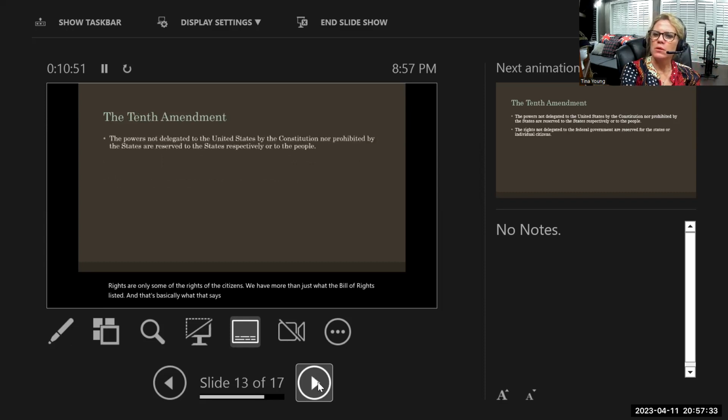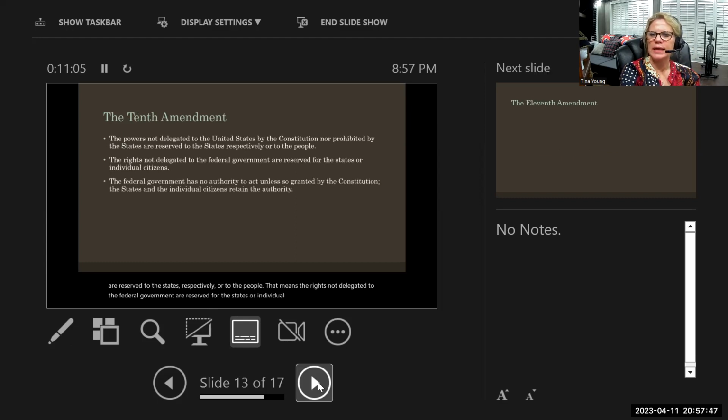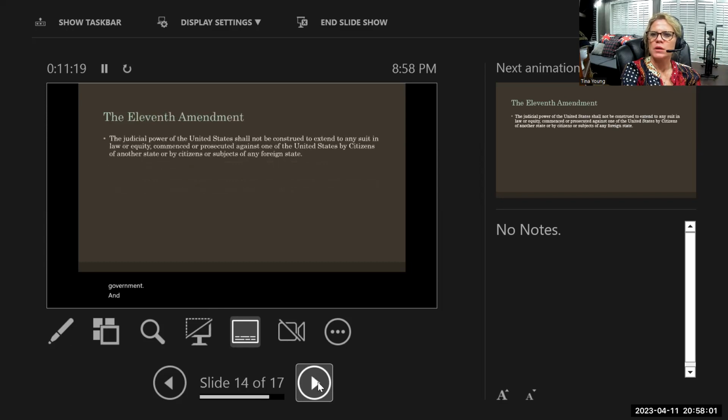The 10th Amendment: the powers not delegated to the United States by the Constitution, nor prohibited to the states, are reserved to the states respectively, or to the people. That means the rights not delegated to the federal government are reserved for the states or individual citizens. Again, the federal government has no authority to act unless so granted by the Constitution. The states and the individual citizens retain authority. This is another amendment saying back off, federal government, and pretty important.